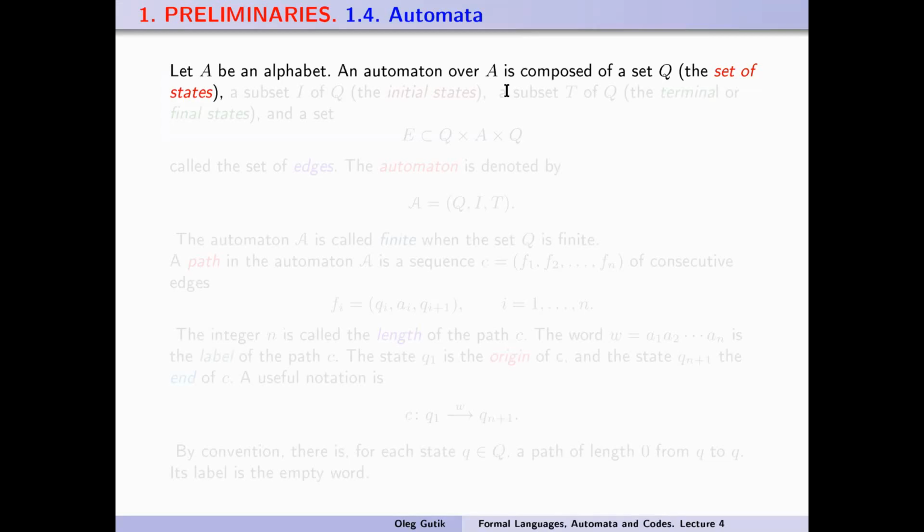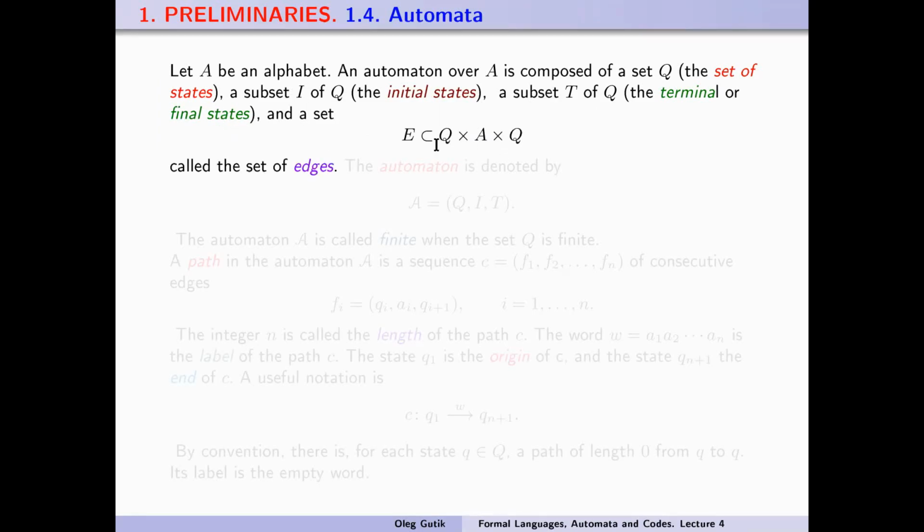An automaton over the alphabet A is composed of the set Q, the set of states, a subset I of Q, the set of initial states, a subset T of Q, the terminal or final states, and the set E, which is a subset of the product Q times A times Q, which is called the set of edges. The automaton will be denoted by calligraphic A equals (Q, I, T).